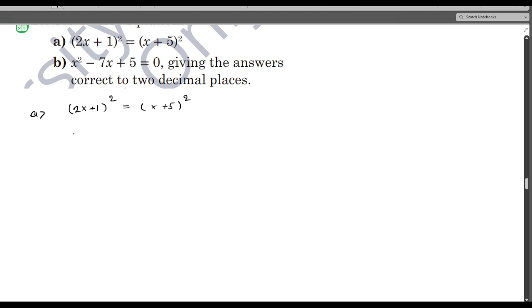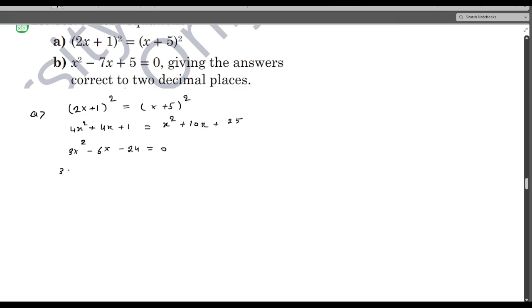So the left hand side, when I expand it, it is 4x square plus 4x plus 1 is equal to x square plus 10x plus 25. Now let us move everything to the left side. So 4x square minus x square will give you 3x square, plus 4x minus 10x will give you minus 6x, plus 1 minus 25 will give you minus 24 is 0.